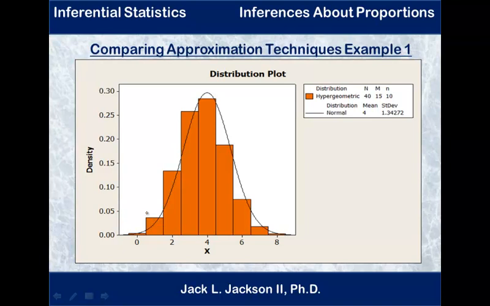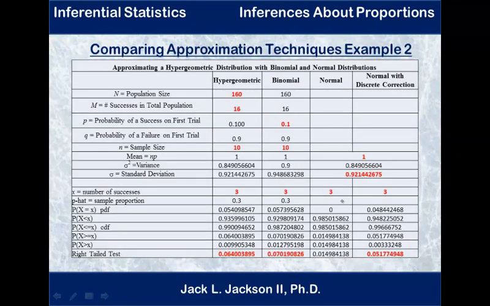Not so good of an approximation here because the sample size is pretty small. This one had a bigger sample size and the approximation is closer, but still not that great. And part of the problem is the probability of success is so small. So because of that, this distribution is skewed somewhat.